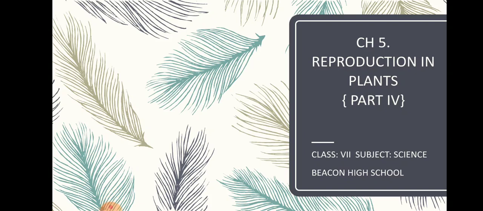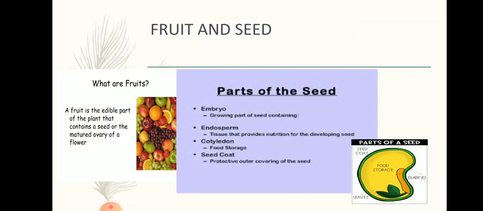There are also agents of dispersal of seeds which carry the seed from one place to another, and then a new plant is produced by the process. So that we are going to see here. So fruit and seed. What is a fruit? A fruit is an edible part of the plant that contains a seed, or the matured ovary of it.